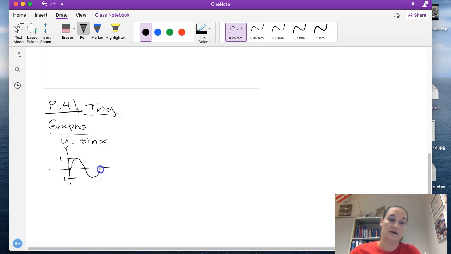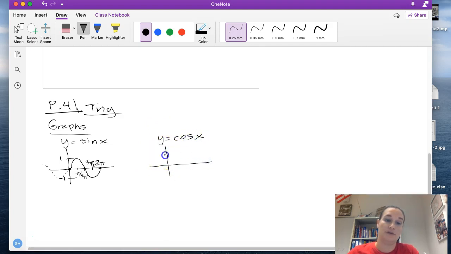Sine is odd. It has origin symmetry. So obviously, on the other side goes like this. And this wavelength or the period is 2 pi. It is 0 halfway in between at pi, and then it has this maximum. It hits 1 at pi over 2, and it hits -1 at 3 pi over 2. So it kind of splits that period into fourths. So that's sine. Y equals cosine x.